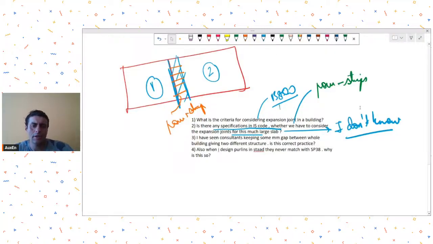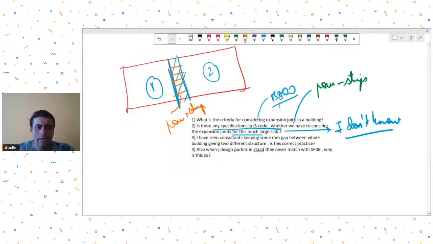Otherwise, the IS specification, I don't know. I will have to read. But generally, if you are locating an expansion joint in a building, if your building is pretty large, generally around 45 to 60 meters, we try and provide an expansion joint.